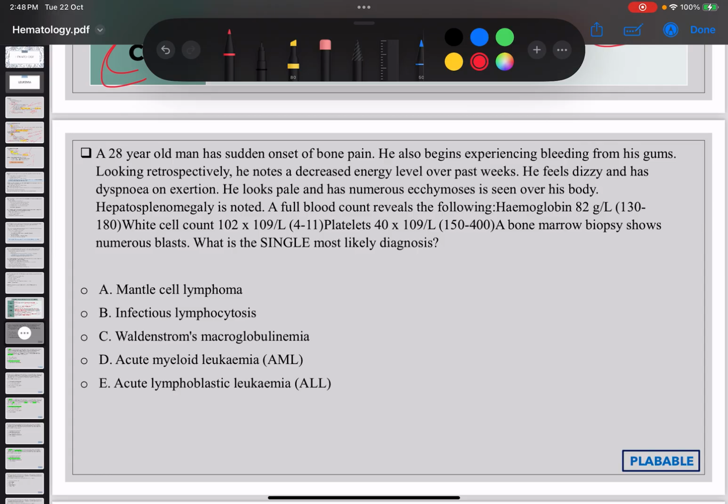First, you have to read the last line first. What are they asking about? They might ask about the diagnosis, the investigation, or the next plan. In this case, we are dealing with the diagnosis.